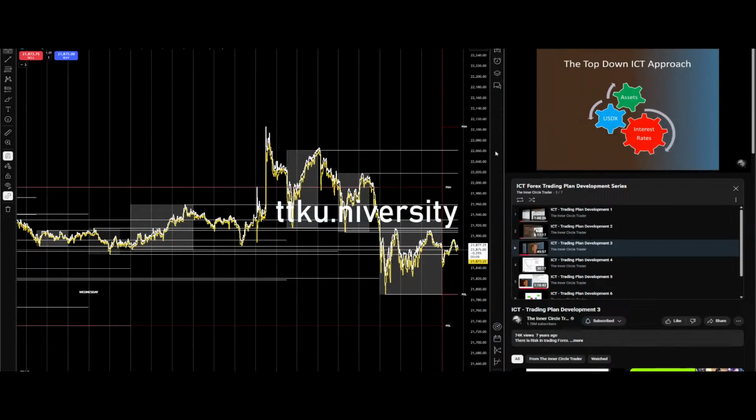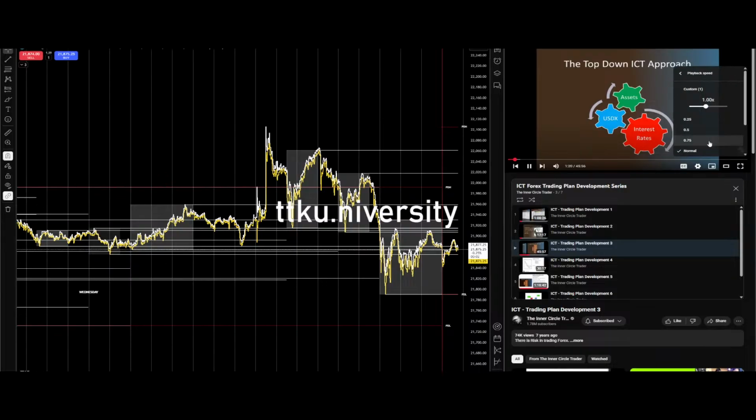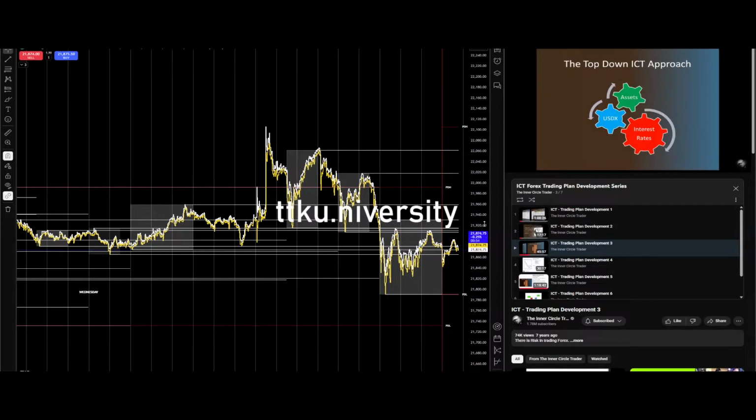Top-down ICT approach. As we've always mentioned before in previous examples of education in my work, everything hinges upon the interest rate market. Whatever you see in the interest rate market will have a driving force in the United States dollar index, which is essentially the barometer for foreign currency markets. If the US dollar is weak, that bodes well for bullish foreign currencies. And if the United States dollar is bullish, it bodes poorly for foreign currencies and expect lower prices in sympathy.